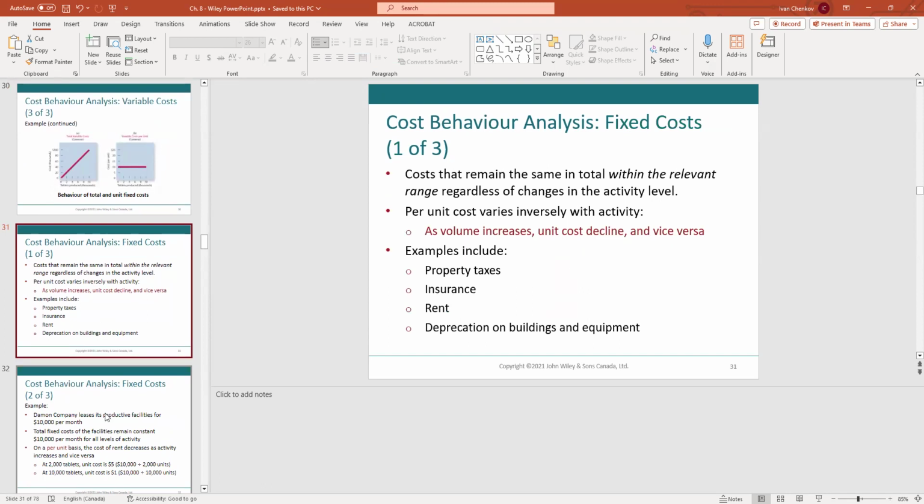Fixed cost, again, is number of units, cost per unit, but it behaves a different way. Why? Because it's irrelevant regardless of the range. A good example for the fixed cost is the cost of your SkyTrain. If you buy a monthly pass for the SkyTrain, regardless of how many times you use the SkyTrain, you're paying the same amount.